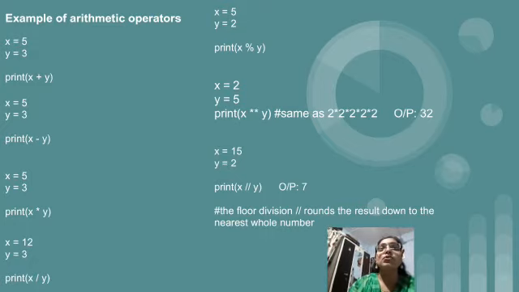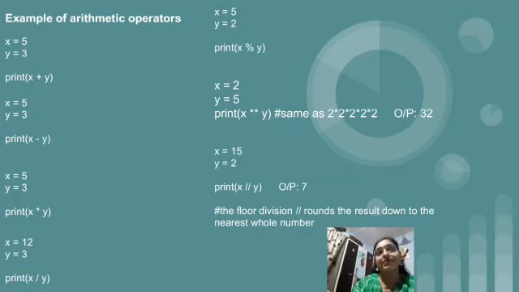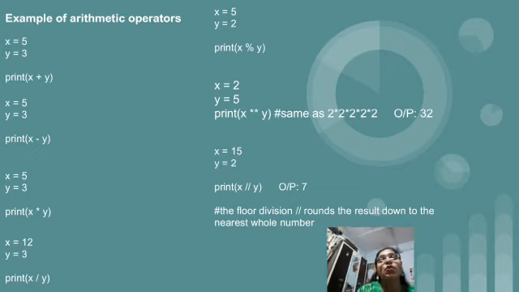Then x equal to 2, y equal to 5, and now we are using exponentiation. The exponentiation operation is nothing but raise to, as we say a square or a raised to b. Now we have written x exponentiation y, meaning x raised to y. What is the value of x? 2. So 2 raised to 5 means we multiply 2 five times, which is 32. So 32 will be the output. So 2 asterisks is the exponentiation operator.